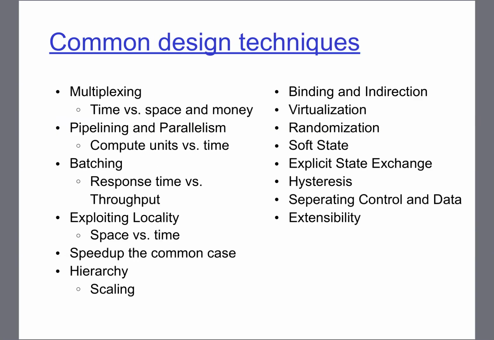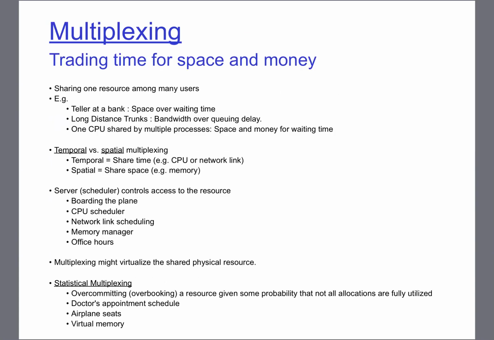And we were discussing these different common design techniques last time, and I will just quickly go over these till we reach binding and indirection. So multiplexing was the idea of trading off time for space and money. So what this means is you have a shared resource, and the reason you're sharing a resource among multiple users, for example, is that you don't want to spend money giving each user their own.